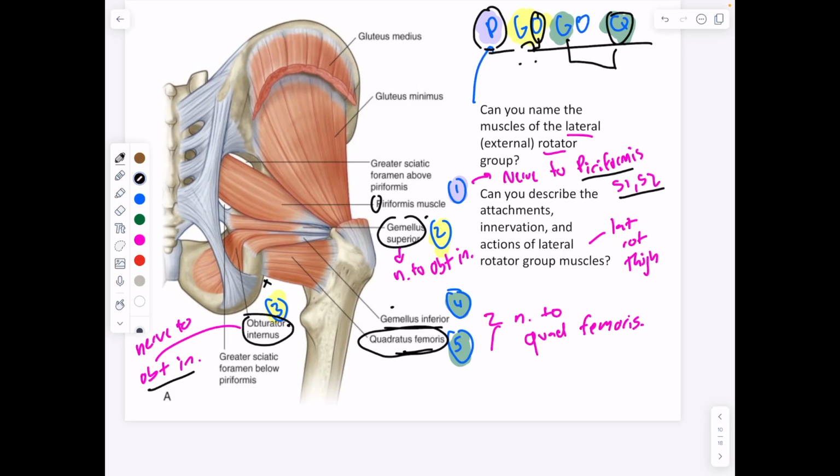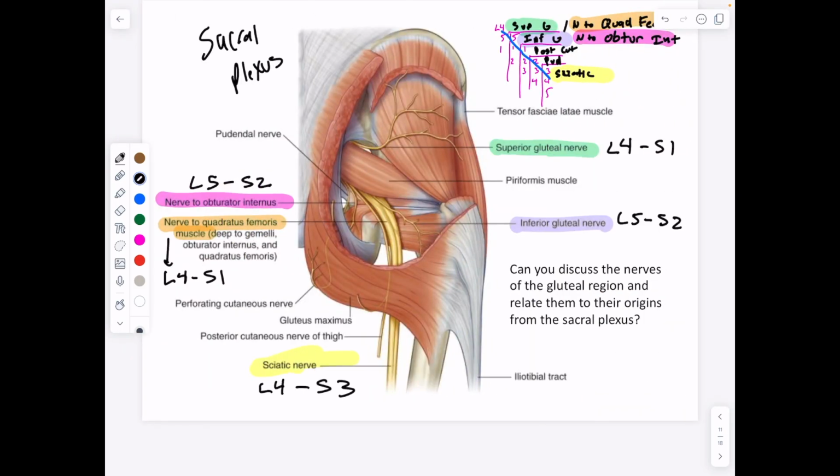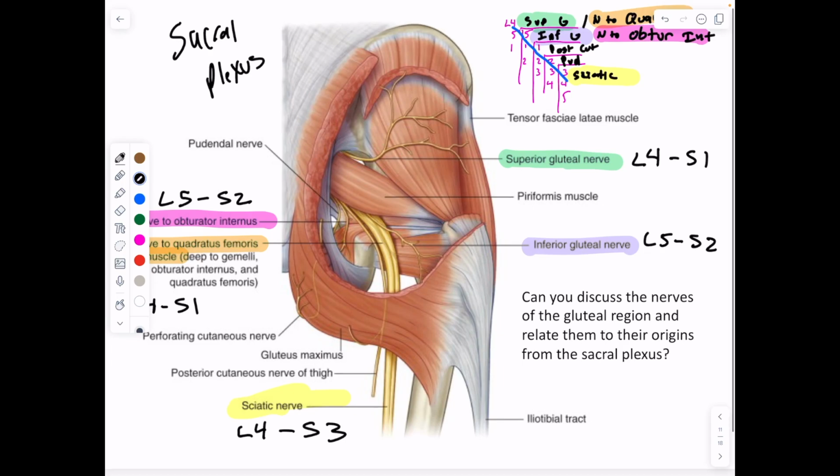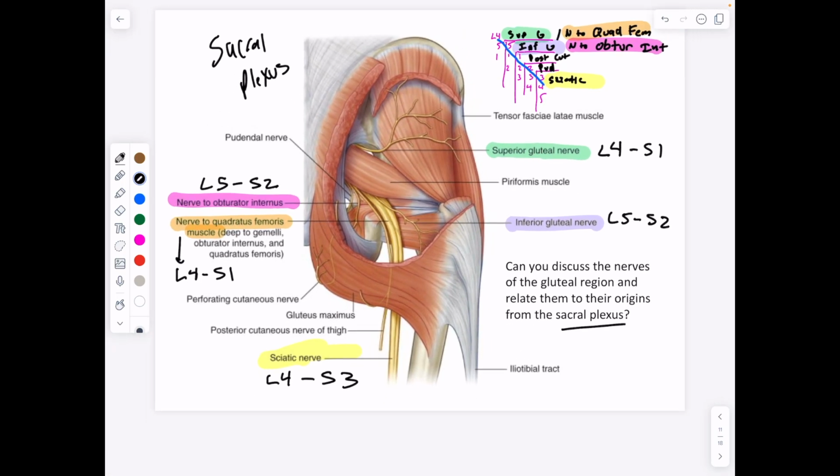And then we can look at our diagram to figure out what vertebra level those come from, which we'll do right here. So, we've redrawn this here. This is the sacral plexus. And so, what are the origins on the sacral plexus? Superior gluteal nerve, we look right here. That's L4, L5, S1. Inferior gluteal nerve is L5, S1, S2. So L5 to S2. Then we have our nerve to the obturator internus, exact same thing, L5 to S2. And then nerve to quadratus femoris right here is L4 to S1.